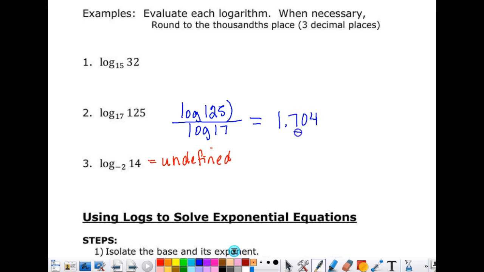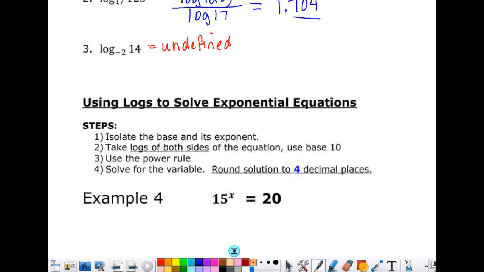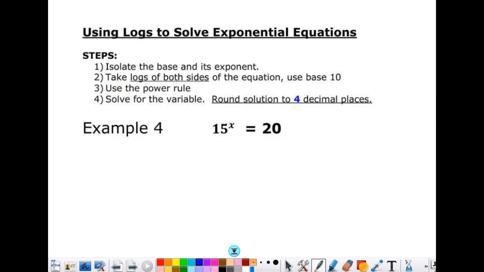1.704, right? Take it out to at least 3 decimals. Okay. Now, we're going to do a little bit of solving.